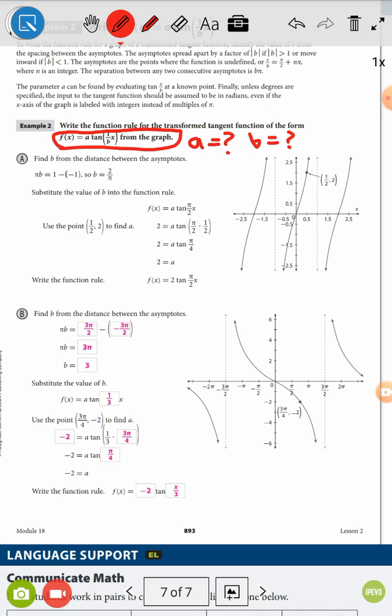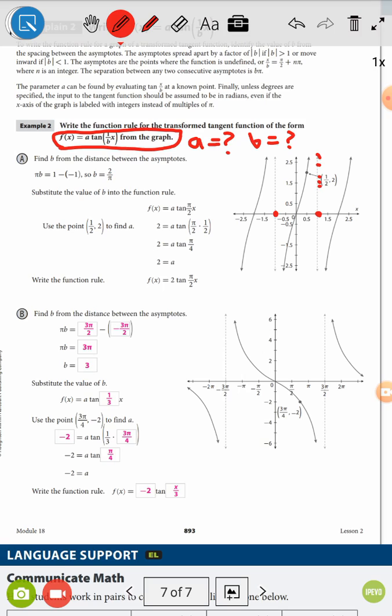Take care, by the way, we don't have amplitude. There is no amplitude in the tangent, but it's important to know how we deal with them, how we get the a and how we get the b. The b is the same concept as what we learned. First of all, you have to look at the period. It's so easy, just notice the asymptotes, guys.